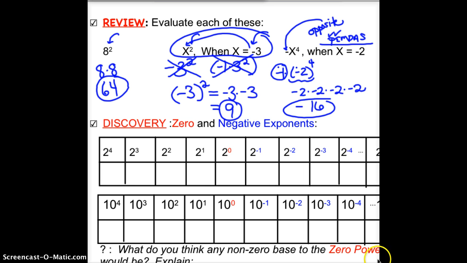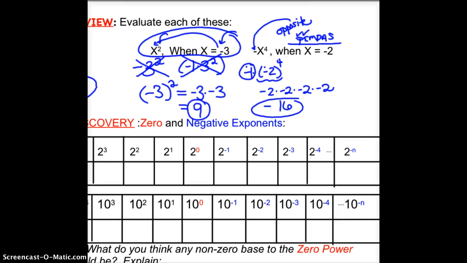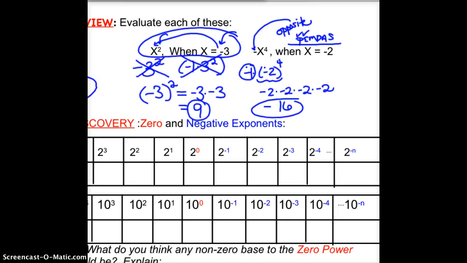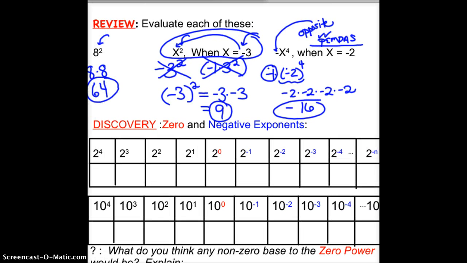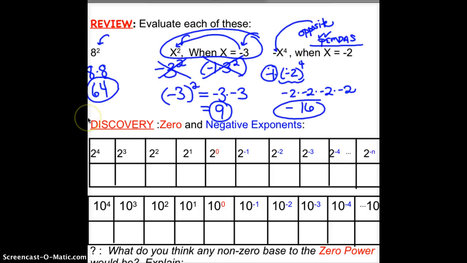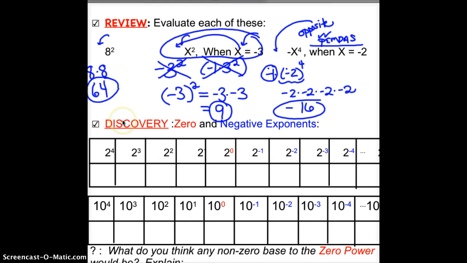So just the moral of that story is be very, very, very careful with your negative signs, in both the bases and out front. All right, so in the next part here, we are going to discuss what happens with 0 powers and negative exponents.